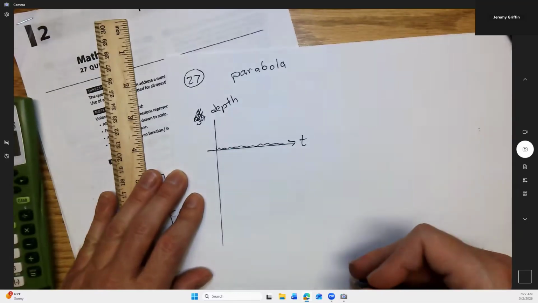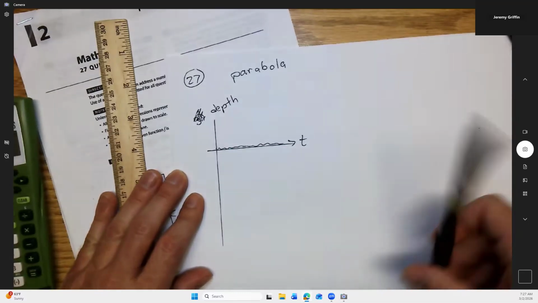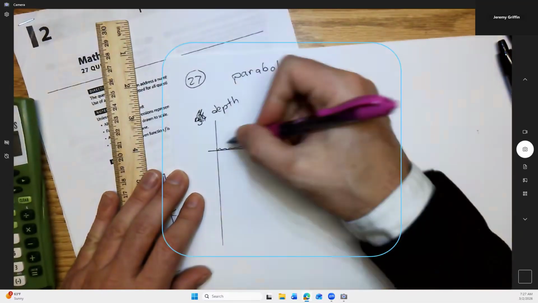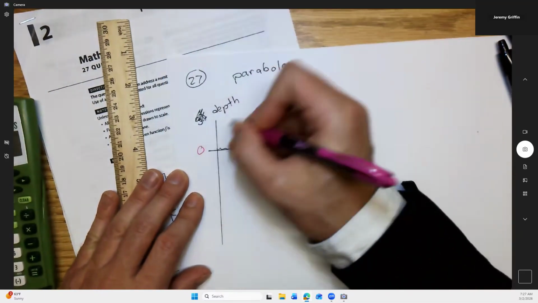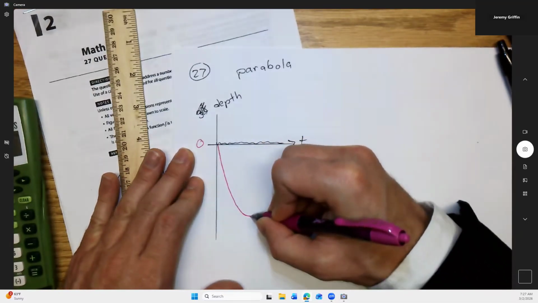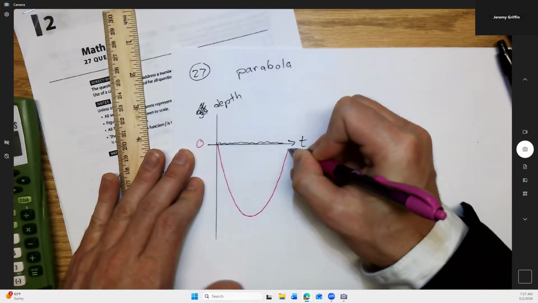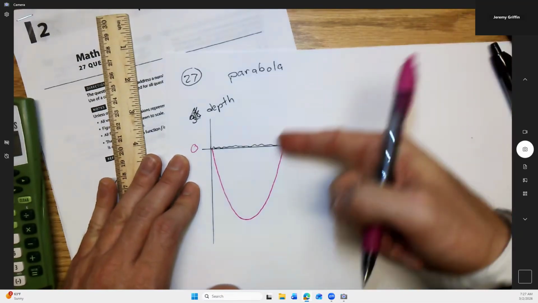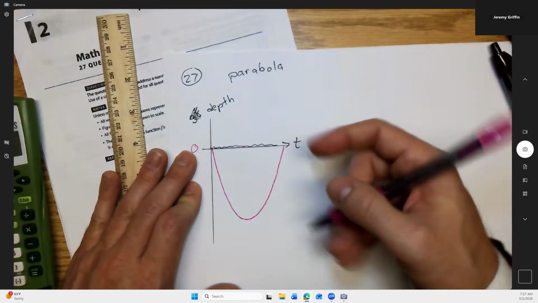Actually, I've already done this. How do I do that? Well, here, because I wanted to draw like that. This could be the water level, so this could be depth 0. The seal is going to dive down into the water and come back up. They said the word quadratic, which means parabola. So depth as a function of time is going to follow a parabola.